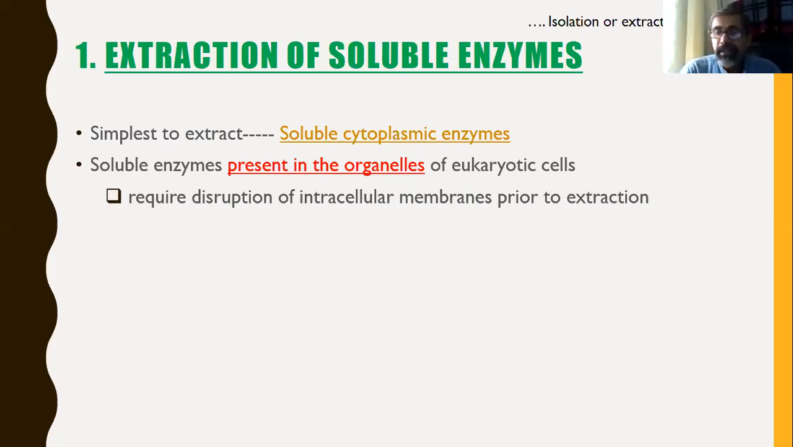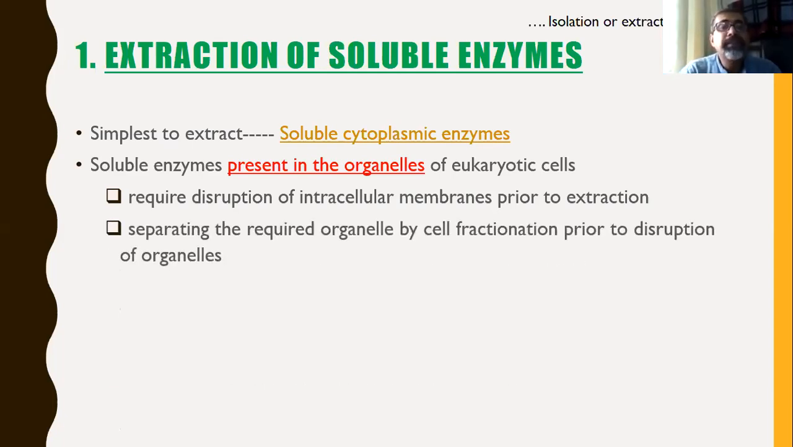Now, when the cell organelles are released, if you know where the enzymes are localized, by cell fractionation or differential centrifugation, you can separate the cell organelles. And once you separate the required cell organelle, you can carry out the disruption or breaking of that organelle to release the enzyme.